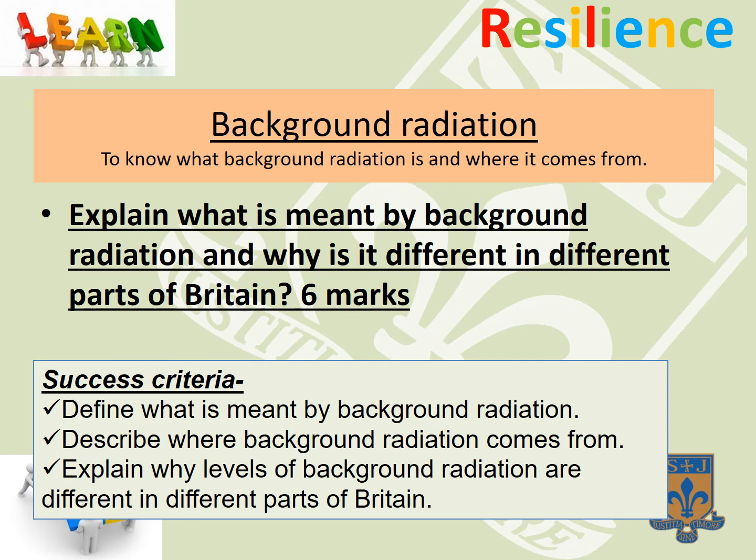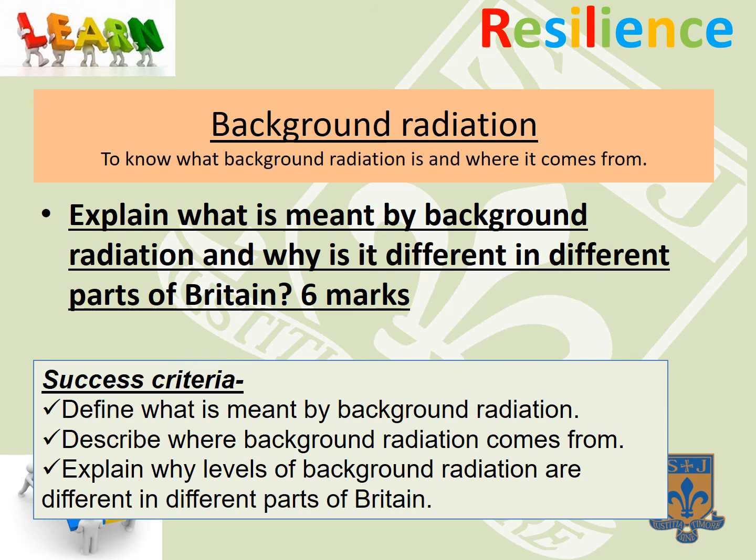We now move on to our 6-mark question to explain what is meant by background radiation and why it's different in different parts of Britain. This is what we call an extended response, and if it's 6 marks, we're looking for 3 main points that we make. Our success criteria from today's lesson is broken down into 3 areas. Therefore, for the full 6 marks, we need a sentence or detail about each one of the 3 points.